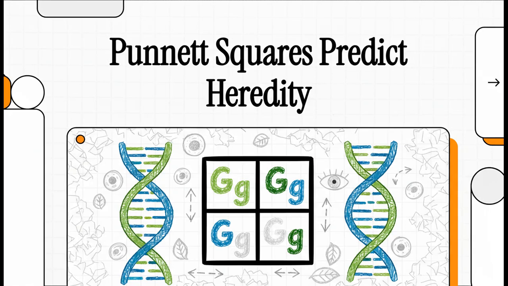Hey, welcome. Today, we're cracking open a tool that's basically a genetic crystal ball. It's a simple little grid that helps us predict how traits get passed down from one generation to the next, really demystifying the blueprint of life itself. So, let's dive right in.